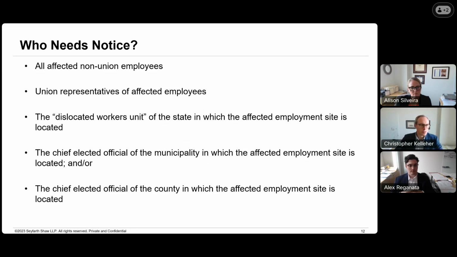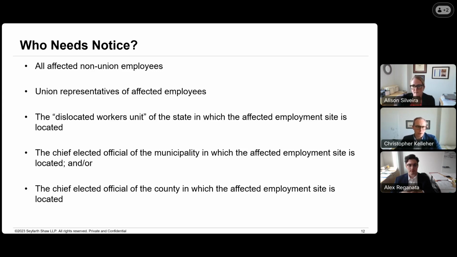Who needs notice? Of course, the affected employee needs notice, the union representative if the employees are represented by a union, and the dislocated worker unit of the state in which the affected employment site is located. So most states have this. In Massachusetts, it's called the Mass Hire Department of Career Services Rapid Response Team. And what they'll do when they receive notice is they'll attempt to coordinate with the employer to provide information to employees, whether it's on-site or electronically, about employment, retraining services, help them find new jobs, that type of thing.